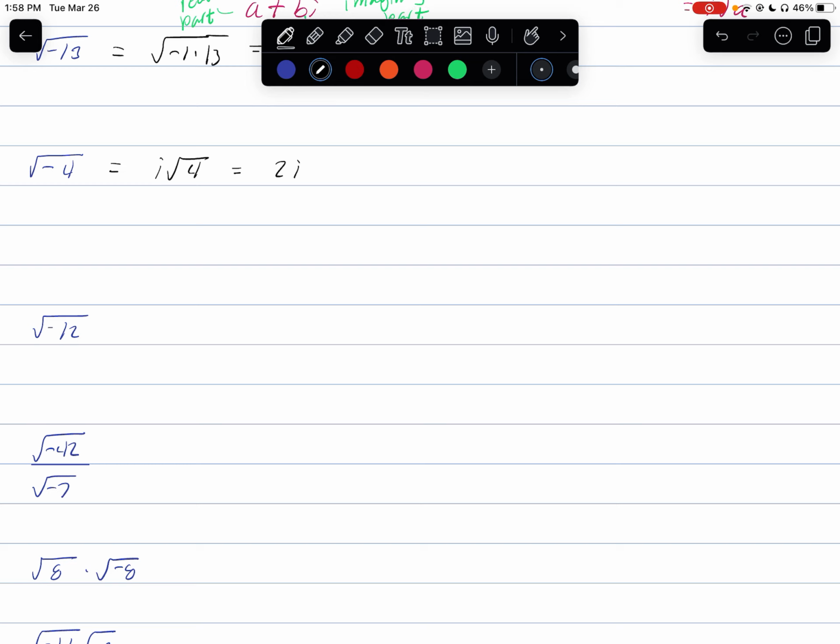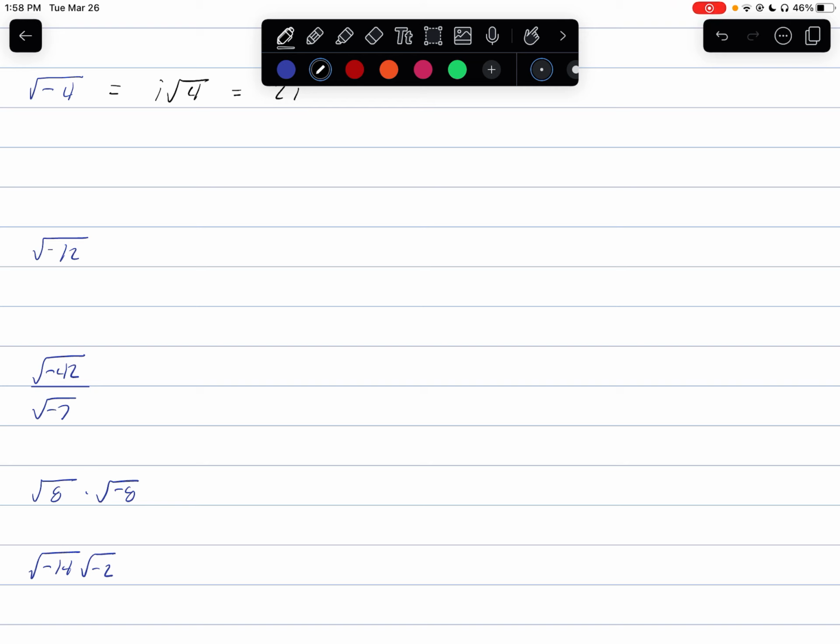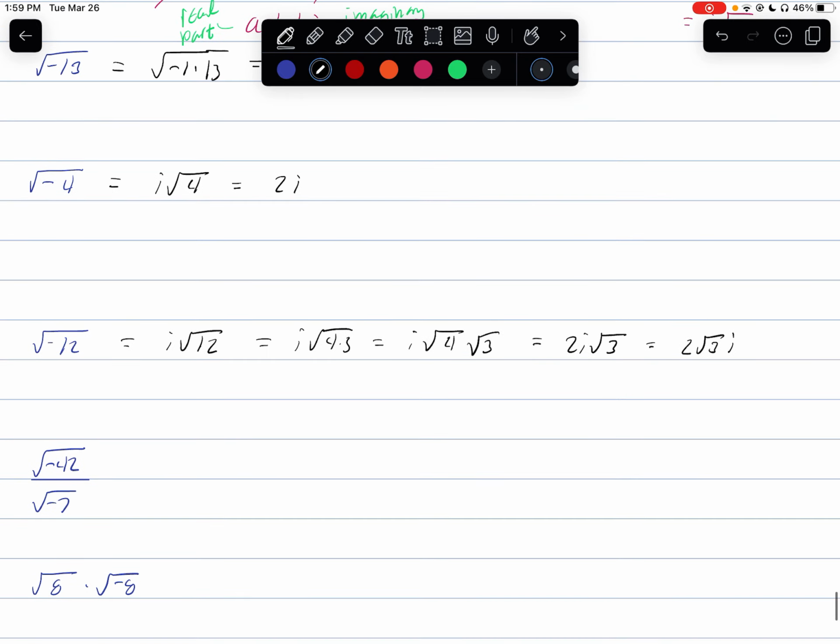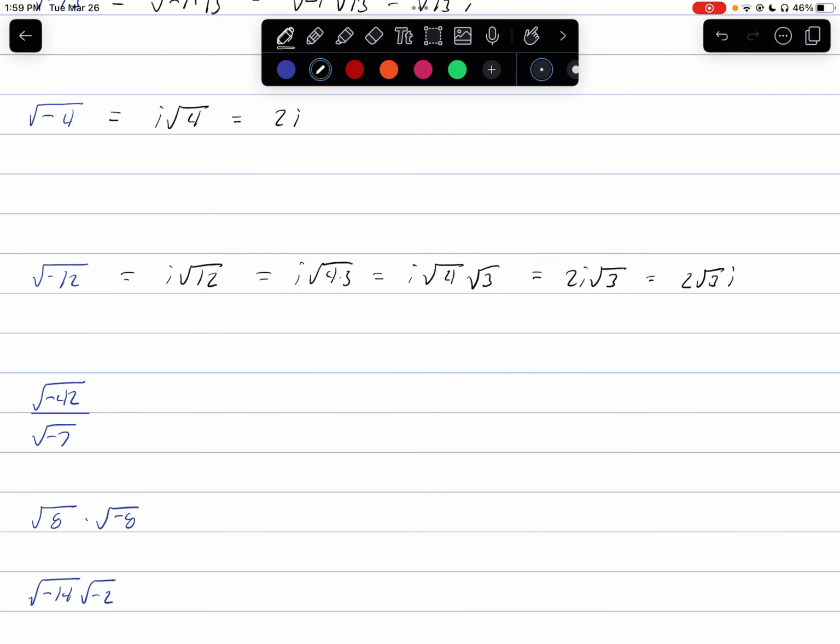This is a little more complicated, but let's see what we can do here. The square root of -12. First we're going to deal with the negative part of this, so this will be i times the square root of 12. But we can simplify the square root of 12. So this is equal to i times the square root of 4 times 3, which is equal to i times the square root of 4 times the square root of 3, which is equal to 2i times the square root of 3. It's usually customary to write the i last, so we can write this as 2 times the square root of 3 times i. You're not wrong if you write it before, but usually that's the way we would write that.